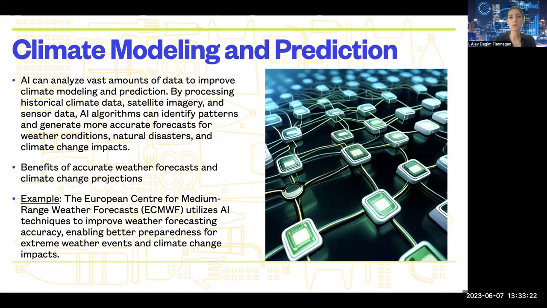When we look at climate modeling and prediction, one of the ways AI can contribute to tackling environmental issues is through climate modeling and prediction. And this is very important and has been used for a very long time. So by analyzing vast amounts of climate data, satellite imagery, and sensory data, AI algorithms can identify patterns and generate more accurate forecasts for weather conditions, natural disasters, and climate change impacts. These insights can help us better prepare for and mitigate the effects of climate change.